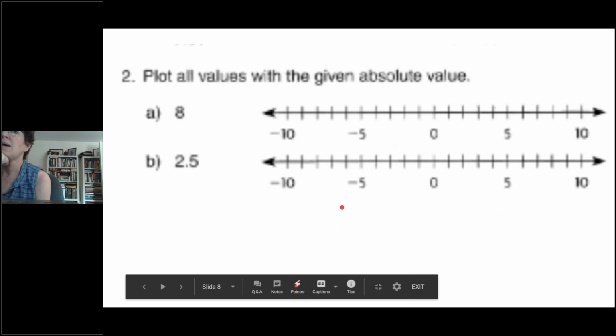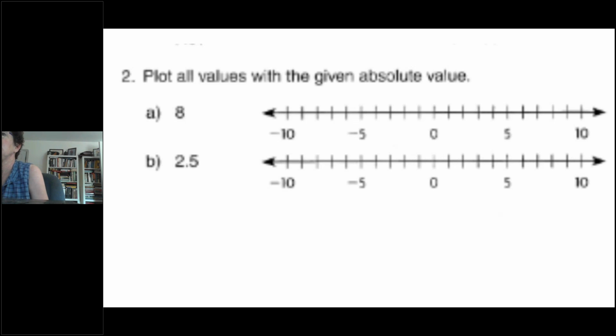So this is a problem I found in a GED preparation packet. So I thought this was an interesting one. Plot all the values with the given absolute value. So what that is saying to me is that I need to put a dot on this number line. That's what it means by plot. It means mark or put a dot on all the values with the given absolute value. So what it's asking me is, what numbers would simplify to positive 8 if they were in an absolute value sign?